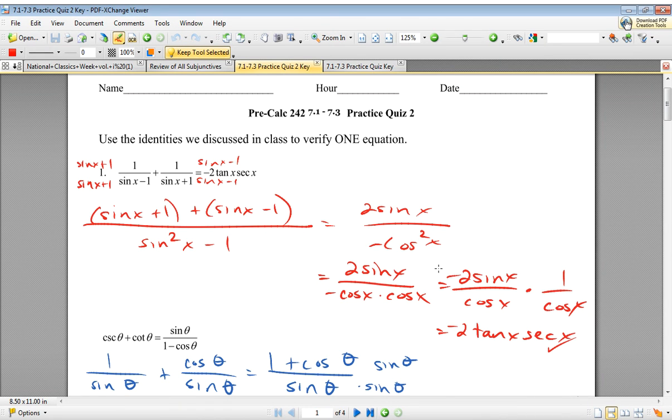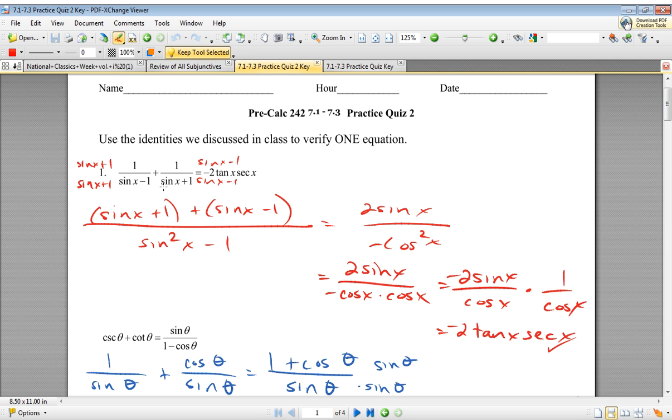Okay, I'm going to go over the second practice quiz for 7.1 to 7.3. Remember, on the front page for the quiz, you will only have to do one of the three identities. But we're going to go through all three just to make sure you have an idea of what you're doing. So anytime you have fractions, we're going to start with the more complicated side. That's the side here with addition and fractions and all sorts of stuff.